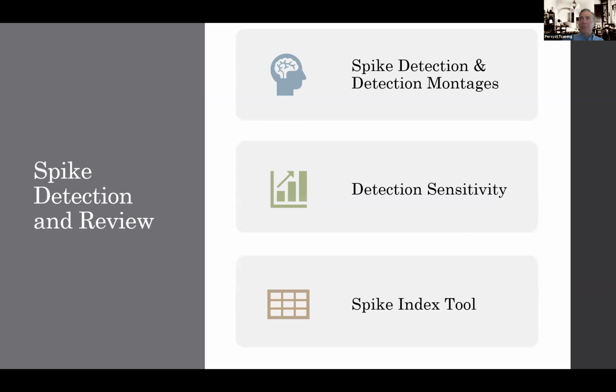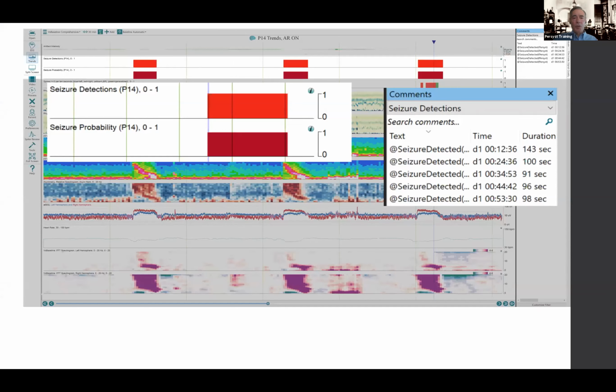So moving on, this is our last section on looking into the EEG. Actually, there's one other piece: we're going to look at high frequency displays with an intracranial EEG, looking at high gamma. And in the example, we're going to look at some phase lock high gamma. But let's look and see how the spike detector works. So we're going to look at detection montages, sensitivity, and the spike index tool. So just to review, seizure detections can be displayed as text comments and as event density.